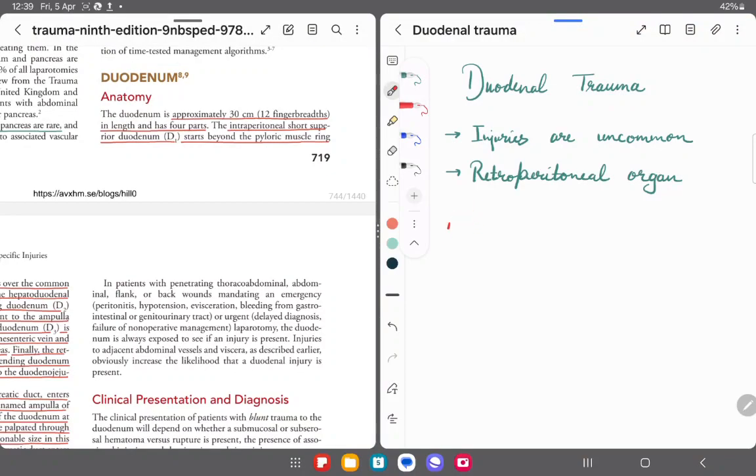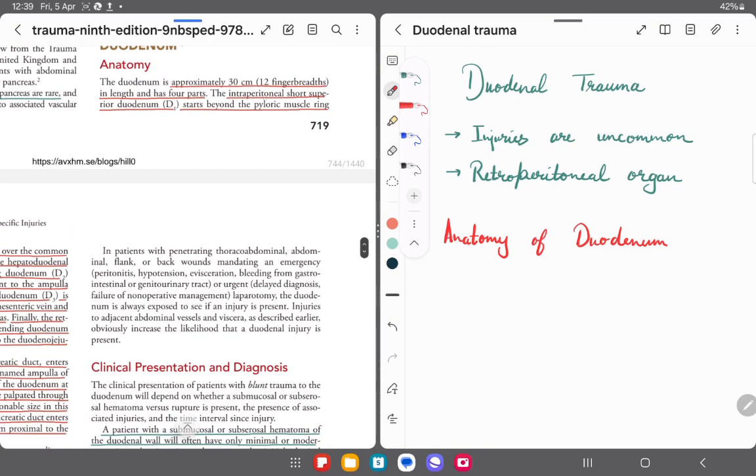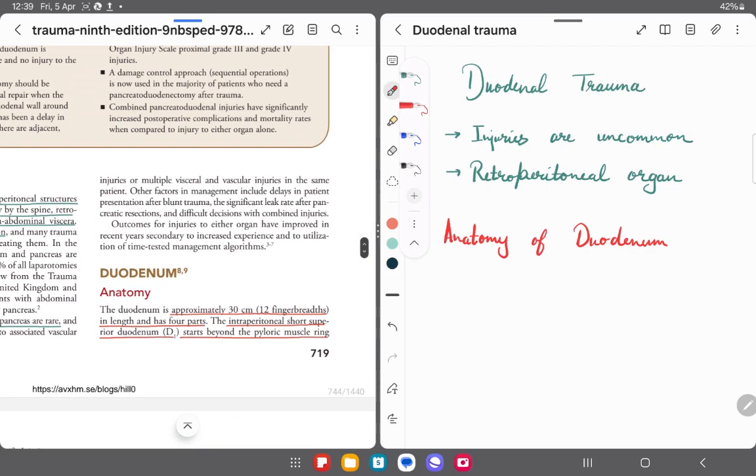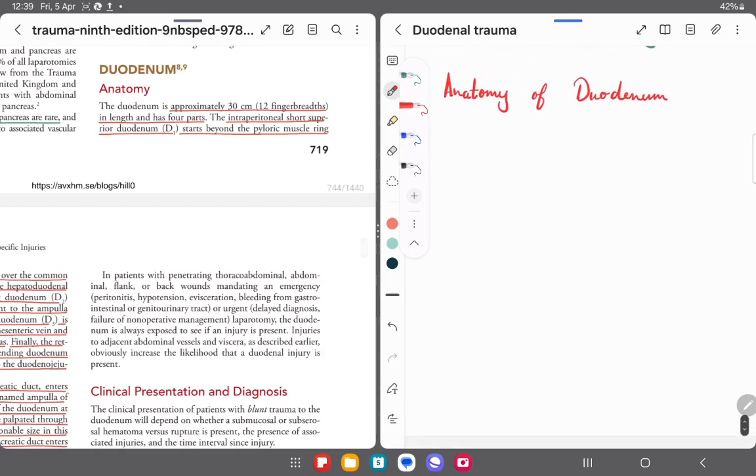Anatomy of duodenum in very short. Anatomy of duodenum. So duodenum is approximately 30 centimeter and 12 finger breadths in length. So it is called duodenum, that is 12 finger breadths, and it has 4 parts.